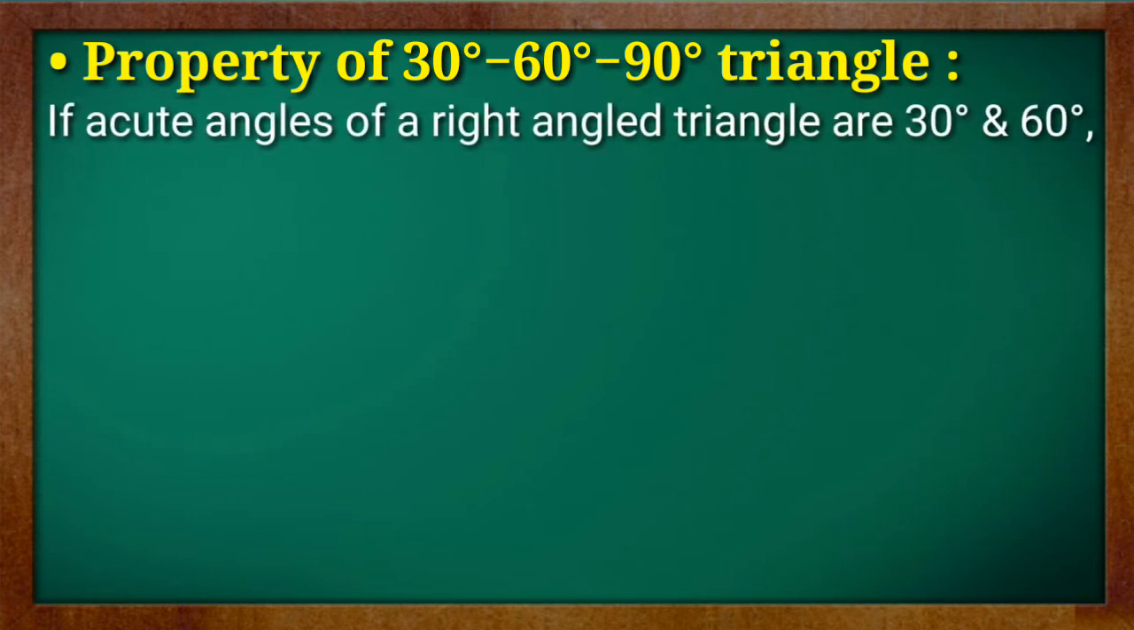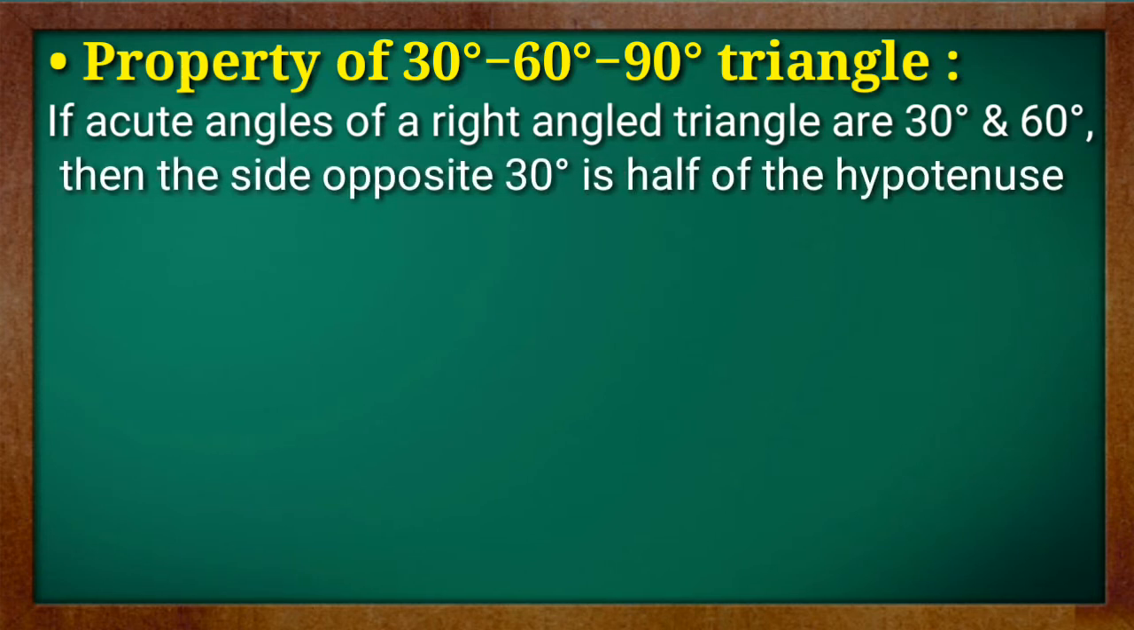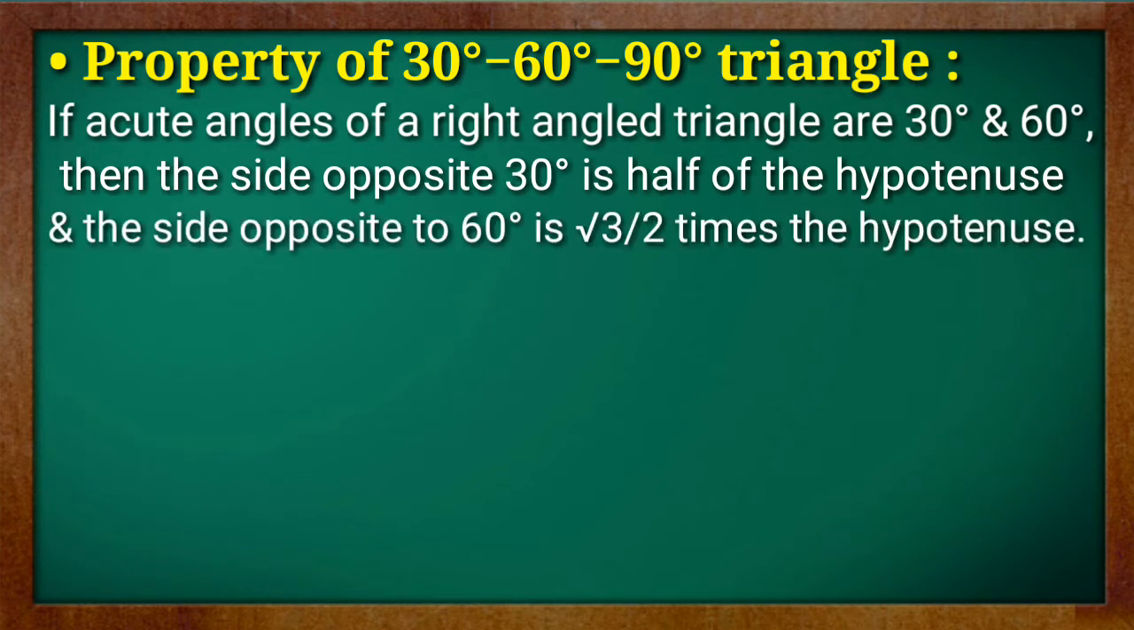Statement: if acute angles of a right angle triangle are 30 degree and 60 degree, then the side opposite 30 degree angle is half of the hypotenuse and the side opposite to 60 degree angle is root 3 upon 2 times the hypotenuse. Then from statement we will draw the figure.